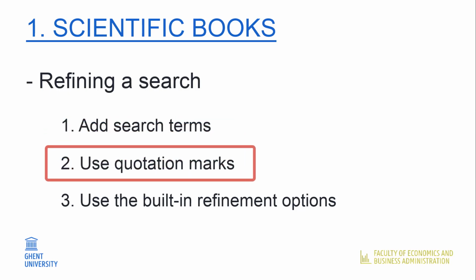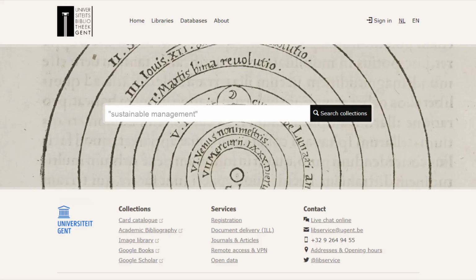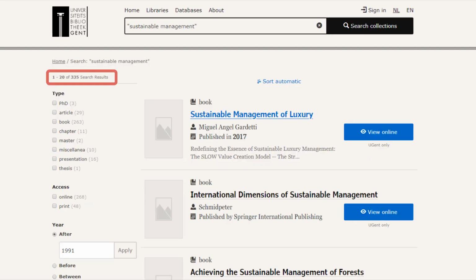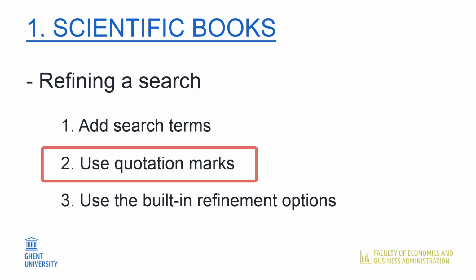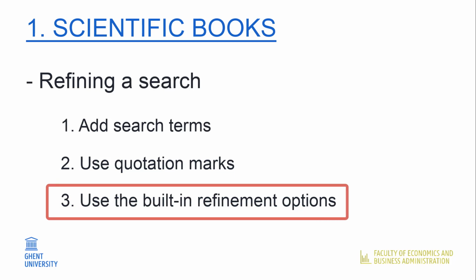A second way to refine a search in the University Library Catalogue is to place the search terms in quotation marks. Only sources with the exact terms in that exact phrasing will then appear in the results list. For instance, placing the terms sustainable management in quotation marks yields 335 search results. Again, this is a substantial reduction of the 4,270 results from the original search without quotation marks. The third way to refine a search in the University Library Catalogue is to use the built-in refinement options.